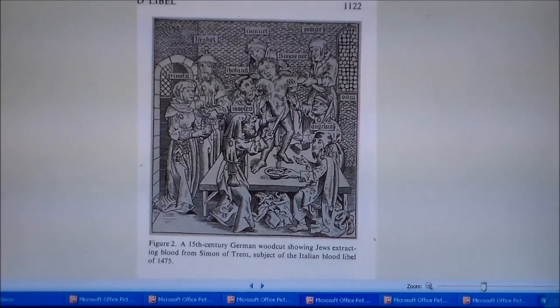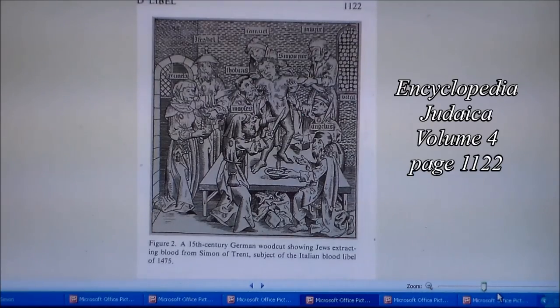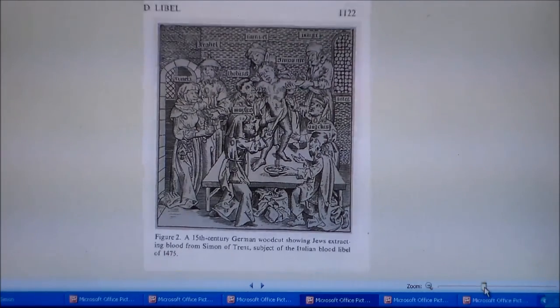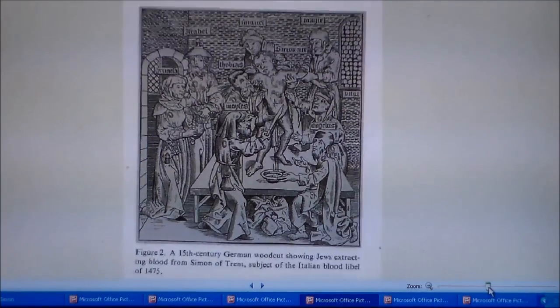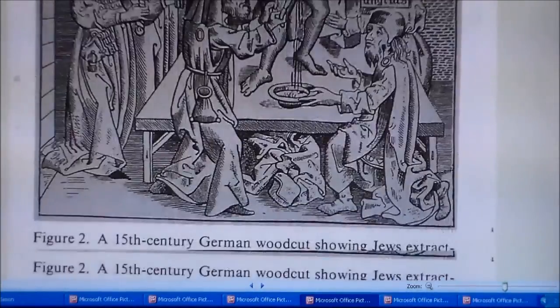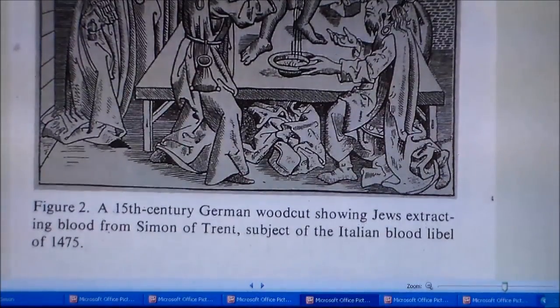The next picture I'm going to show is virtually the same as the previous picture. However, this one comes from Volume 4, Encyclopedia Judaica, page 1122, under the title of Blood Libel. And we're going to spend a little bit more time with it. First of all, we're going to read what it says at the bottom. I love the captions. I'm showing the captions first.